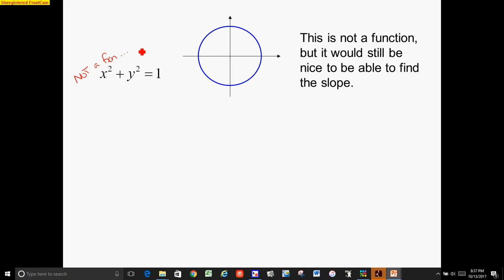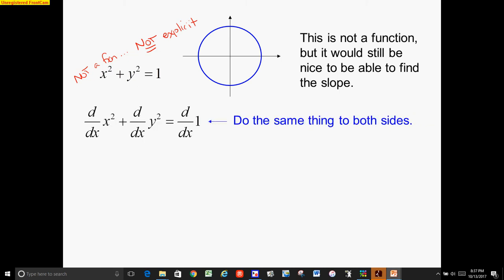And the equation is not explicitly in terms of x, right? In other words, y is not by itself. Here's y wrapped up with x. Now, for a circle, I can get an equation, y equals plus or minus the square root of 1 minus x squared, but that's still not a function.